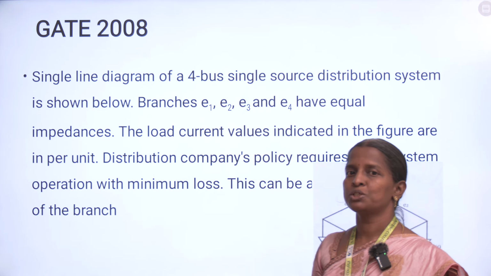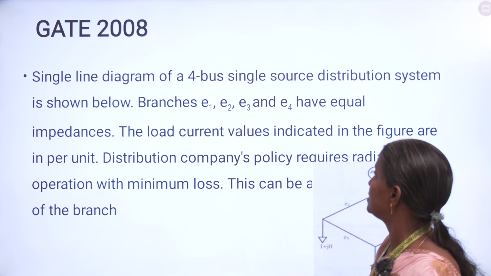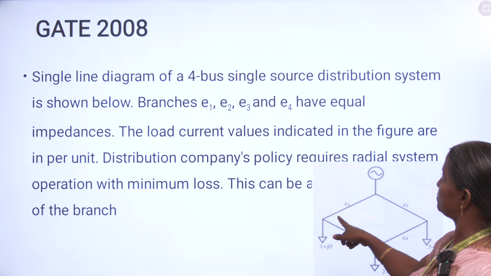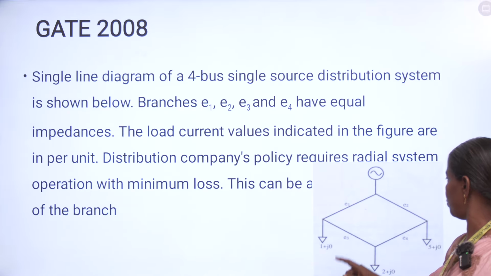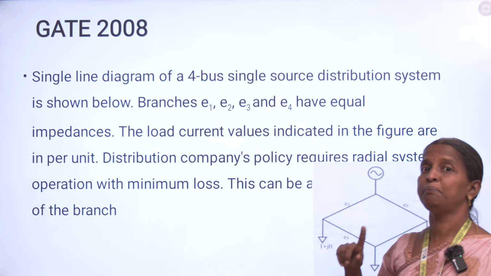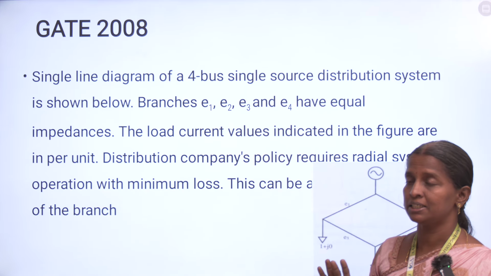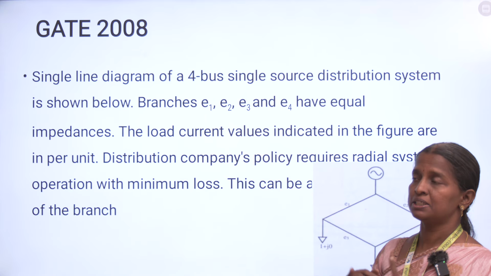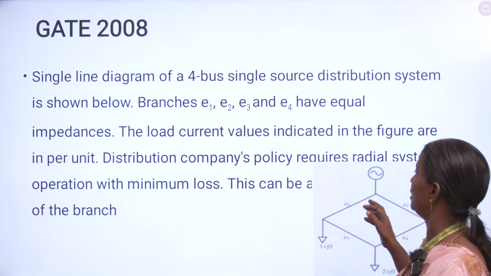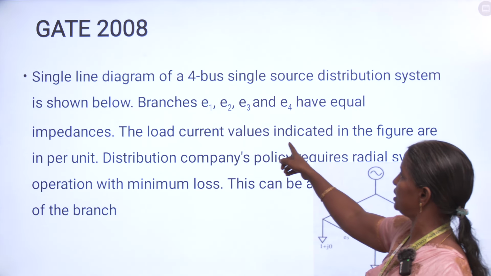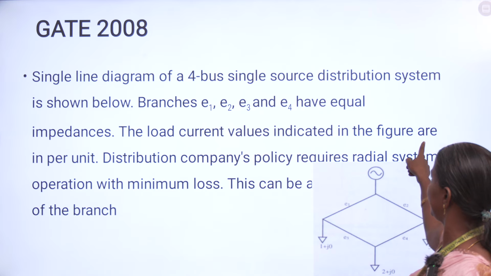Let us see the next question, GATE 2008. Single line diagram of a 4-bus single source distribution system is shown below. There are 4 branches, E1, E2, E3 and E4, with equal impedance. Impedance is important in AC circuits. Impedance Z is equal to R plus or minus JX. You are having the equal impedance, and the next one is the load current values are indicated in the figure.